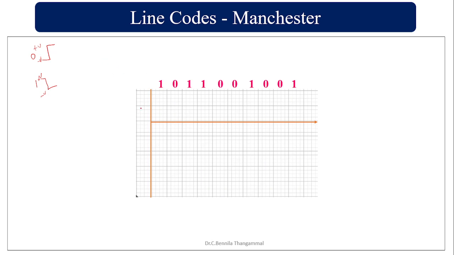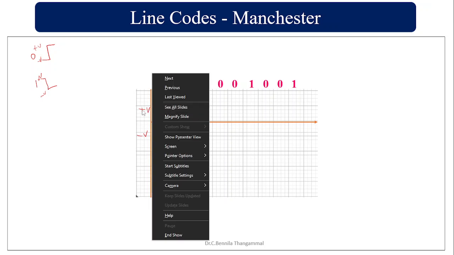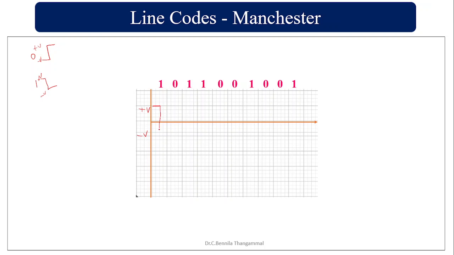So in this one, I'll be taking this as a plus V and this is going to be minus V. So this is going to be your plus 1. So if it is going to be plus 1, initially it will be from plus V to minus V. And 0, it's going to be minus V to plus V. If it is 1, plus V to minus V. Again, it's going to be 1, so it's going to be plus V to minus V. If it is 0, minus V to plus V. Again, it is going to be 0, so it's going to be minus V to plus V.